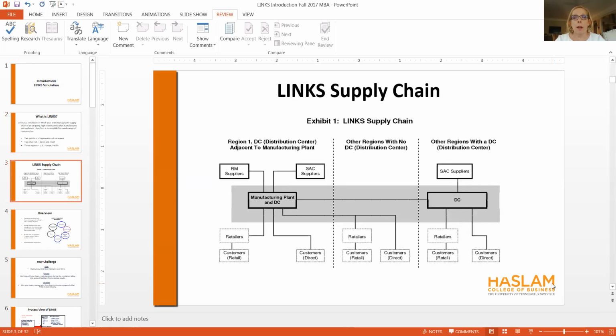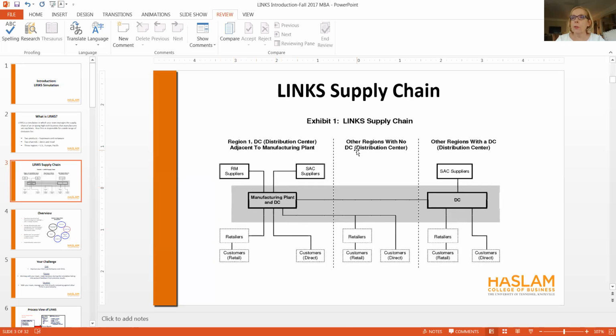Now, let's see if we can take it apart into the 3 different pieces that it is. You'll notice that on this side, the region 1, it's exactly as I described it. The distribution center that's adjacent to the manufacturing plant. We're going to sell to the two markets, or through the two channels that we talked about, the retailers, and then we also sell direct to customers.